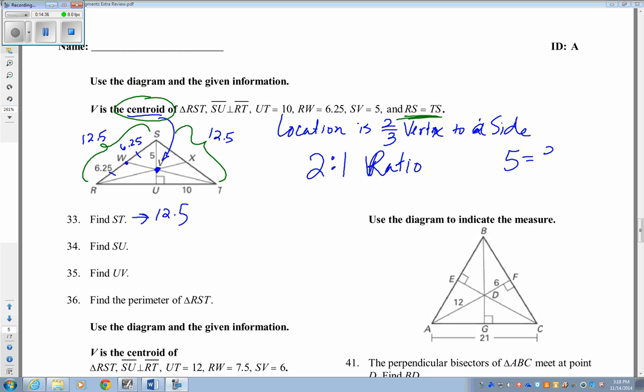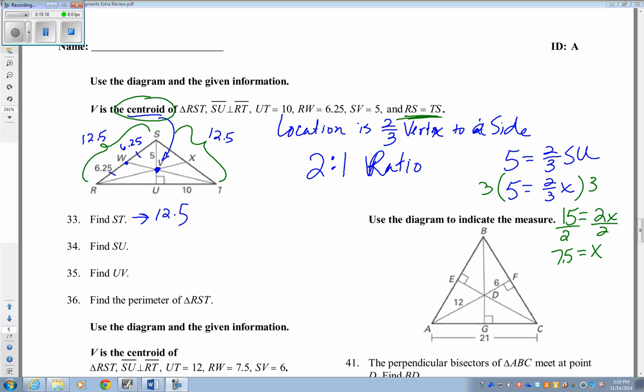Okay, so you got 5 is 2/3 of SU. Do we know what SU is? No, so that's going to be our unknown. So 5 is 2/3 of x. You asked if you're going to multiply. Are you trying to get rid of the fraction, Kosi? If you're going to get rid of the fraction, you're going to multiply everything by the denominator, so that would be 3. That gives you 15 is equal to 2x. And then we're going to divide by 2, and so our median, or SU, is 7.5.